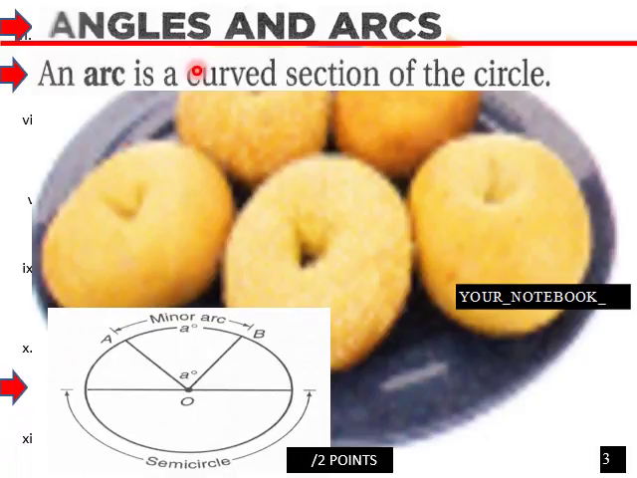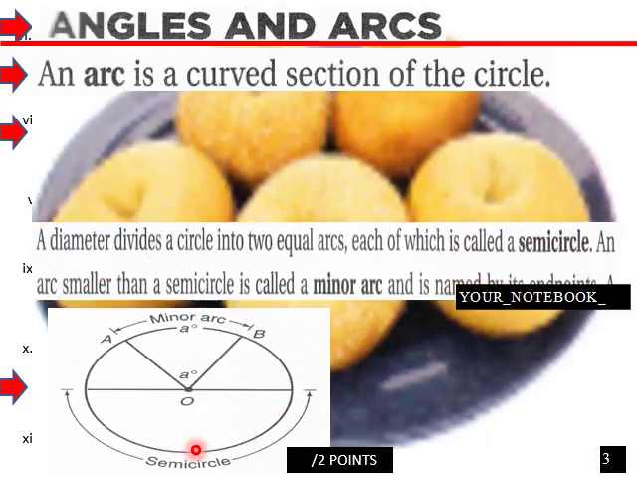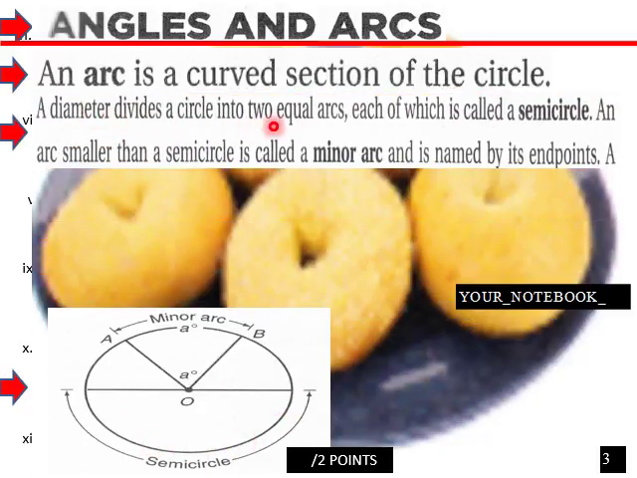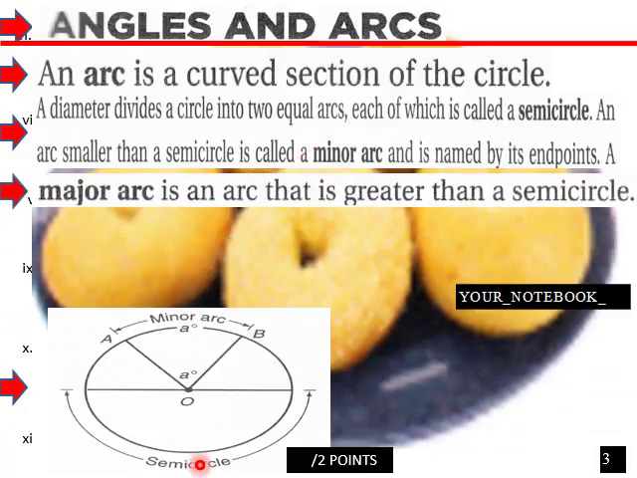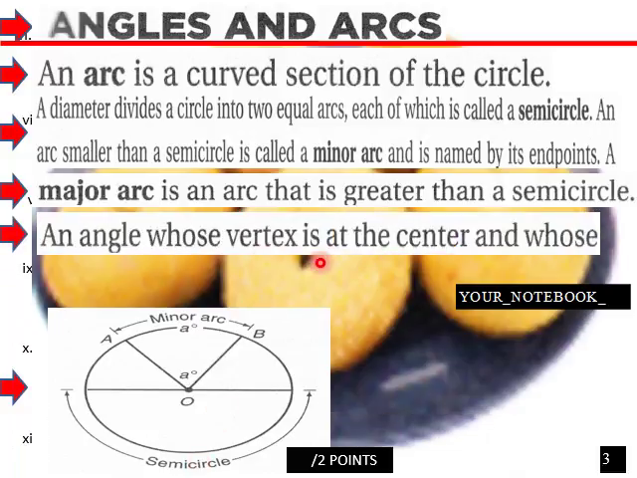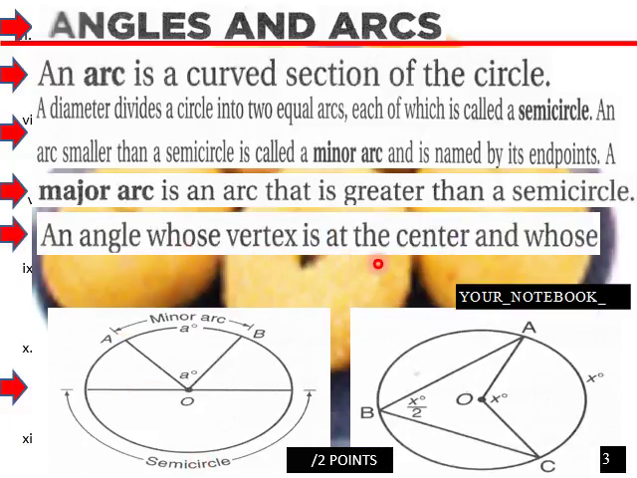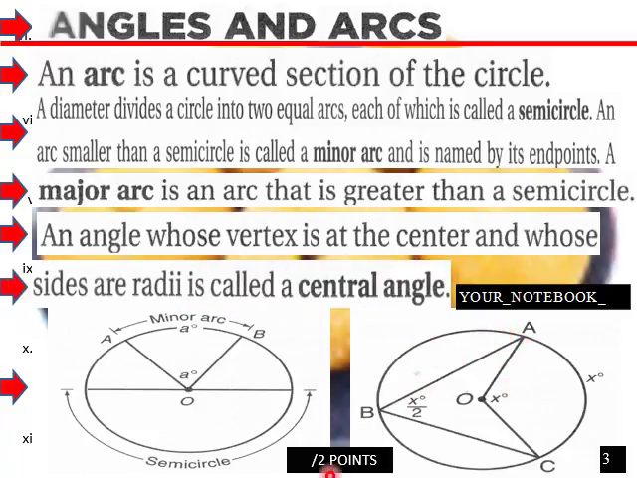Angles and arcs. An arc is a curved section here. Here's a minor arc. Here is a semicircle arc of a circle. A diameter divides a circle into two equal arcs, each of which is called a semicircle, and an arc smaller than a semicircle is called a minor arc and is named by its endpoints. A major arc is an arc that is greater than a semicircle, and an angle whose vertex is at the center and whose sides are radii is called a central angle, like this here.